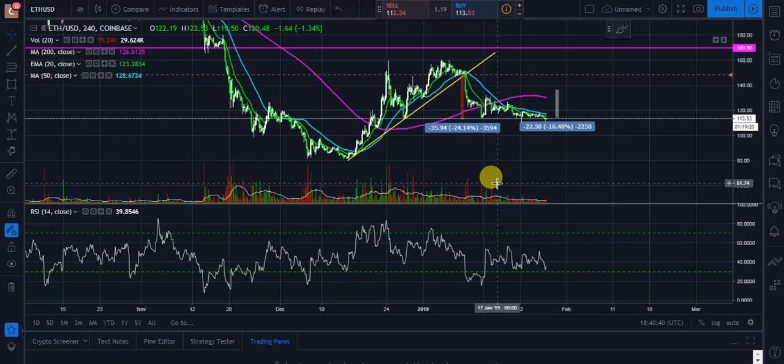Conversely, for trend line reversals, you want to see a shallow angle formed by the trend line. 20 to 30 degrees or so is best. So guys, what we had out of here, we had Ethereum. It was in the downtrend.